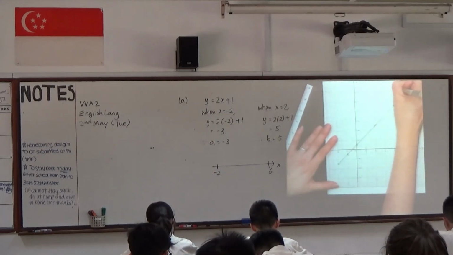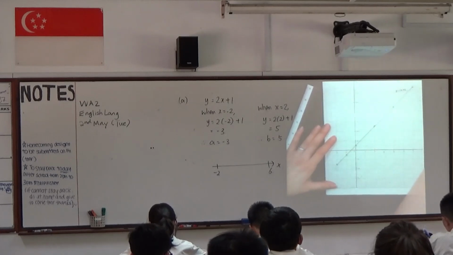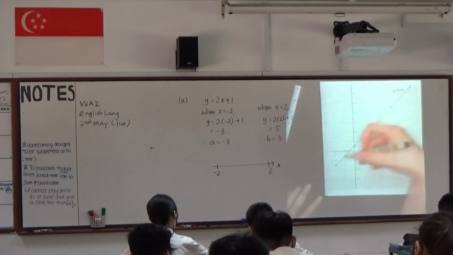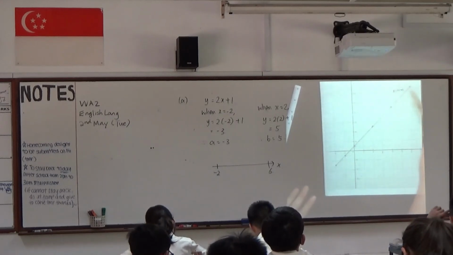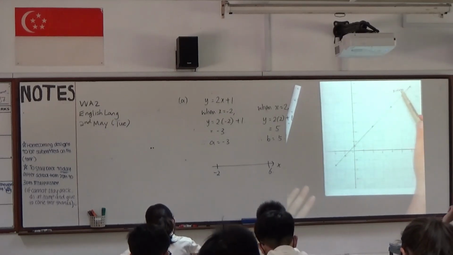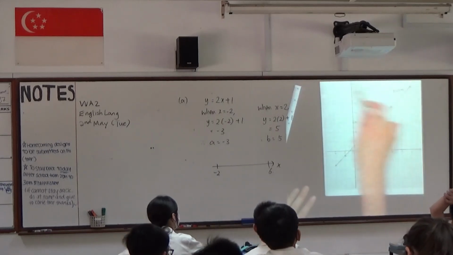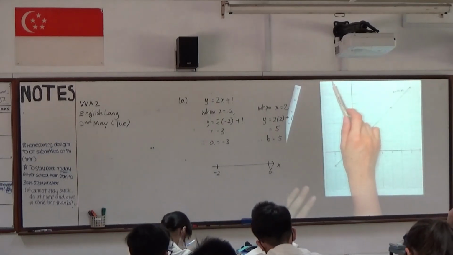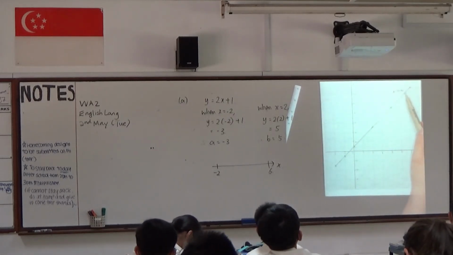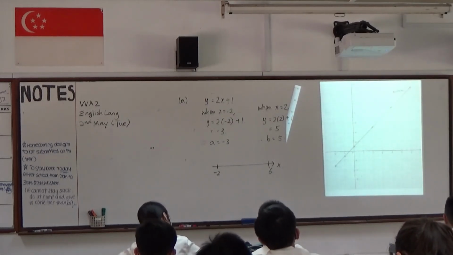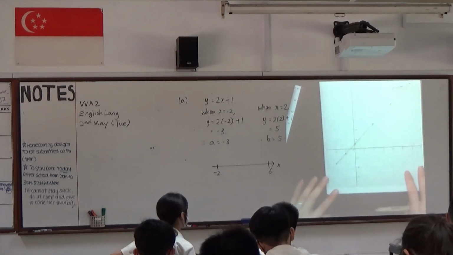So we label the name, which is the equation y equals 2x plus 1. You can label it anywhere, right? So usually I will label it here. But your labeling must be beside the line. It cannot be randomly over here where there's no line. Right? So we label it beside it. Questions?